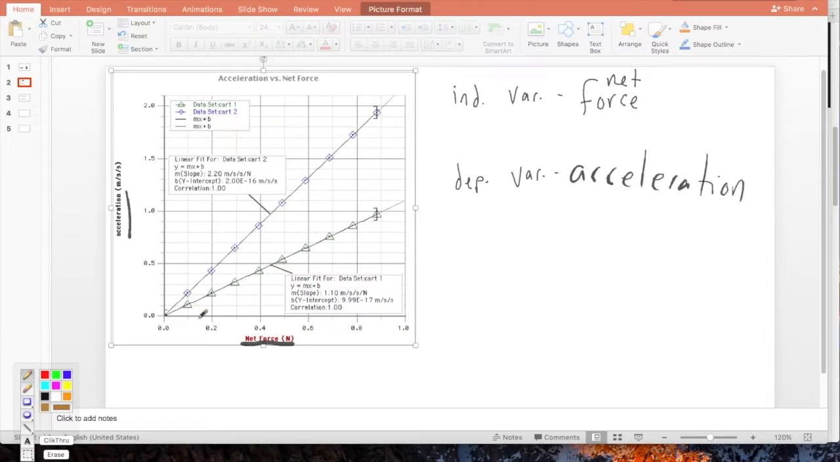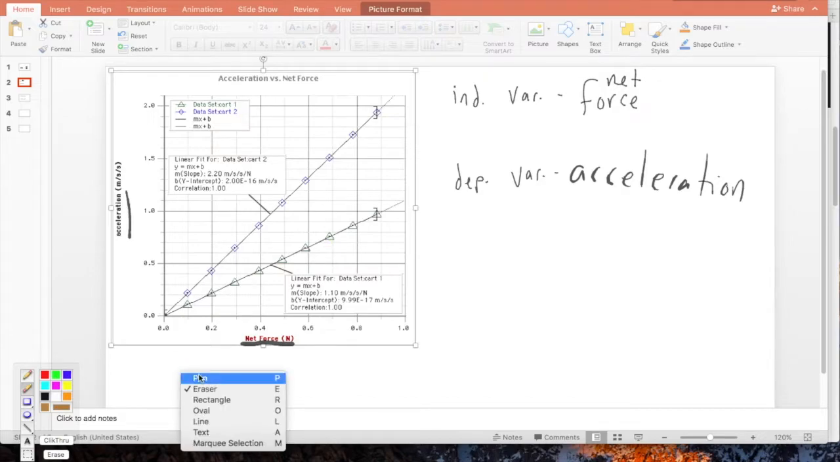So this person was measuring a force, the net force on an object, maybe a little car or something on a little track. And then the person measured the acceleration. How did the acceleration change in response to the net force? And as the net force went up, the acceleration also went up. That is true for both of these sets of data.